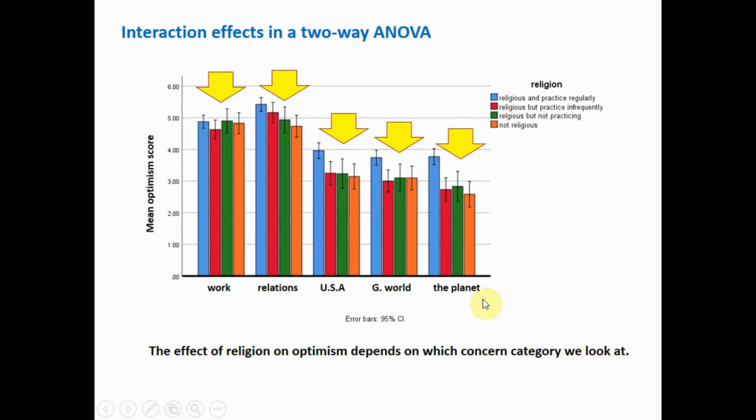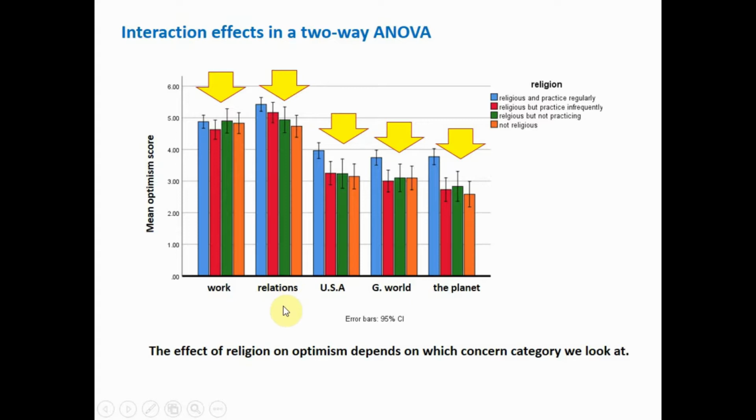category we look at. So here we would say the effect of religion is such that if you're religious, you are far more optimistic about the planet compared to the other three groups. But that changes over here. If you look at optimism for work in the future, then there doesn't seem to be much of an effect of religiosity at all. So do you see how the effect that religion is having on optimism depends on whether we're looking at work versus planet versus relationships?